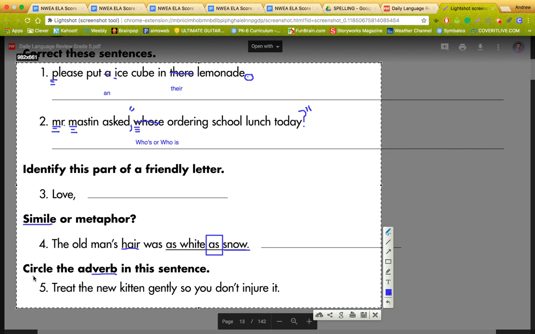Well, the adverb describes the verb. How should you treat? This is the verb right here. I'll put a box around it. How should you treat? That's the verb. But how should you treat the new kitten? Well, you should treat the new kitten gently. So this is your answer right here. I'll draw an arrow to the adverb. There you go. Now, a trick, guys, a trick. If you ever see a word that ends in ly, it's almost always the adverb. Okay.